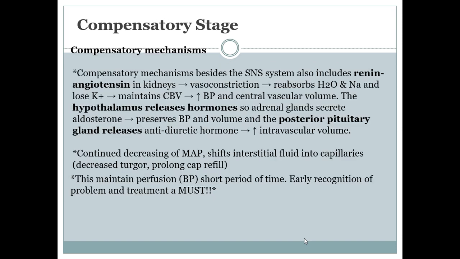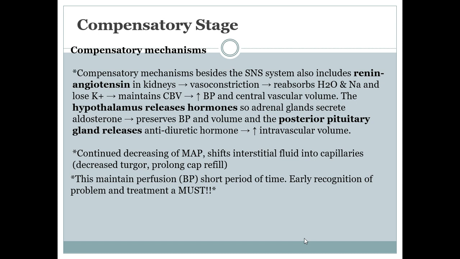Okay, so more about the compensatory stage. You will have vasoconstriction, increased sodium and water reabsorption. You'll have shunting of the blood away from non-essential organs. You'll also get increased glucose production. So try to remember these things. You'll have shunting of the blood away from your non-essential organs to vital organs, increased sodium and water reabsorption, vasoconstriction, and increased glucose production.